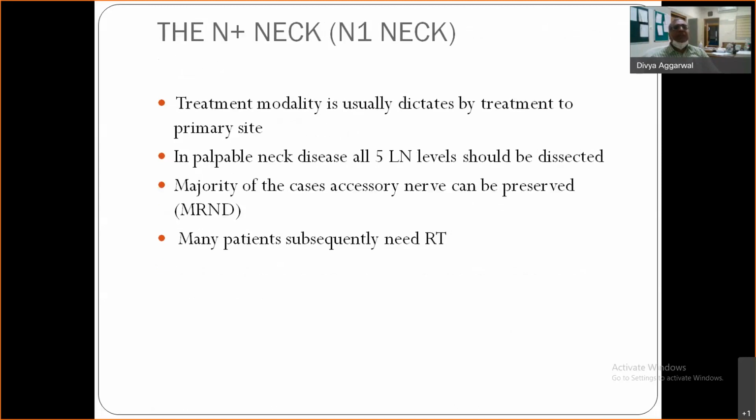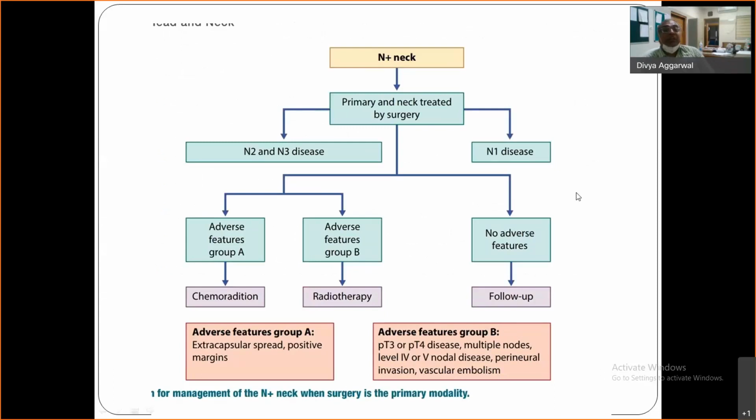Now for an N1 neck, what do you do? Treatment modality is usually dictated by the treatment to the primary site, with impalpable neck nodes. All the 5 lymph node levels should be dissected. In the majority of cases, the accessory nerve can be preserved. That is called an MRND. We will come to that later on. And many patients subsequently need radiotherapy if they have neck node positive disease. Now this is an algorithm of the N+ neck, primary and neck treated by surgery, so you can go through this algorithm. I'll just switch to the next slide because it has been explained there.